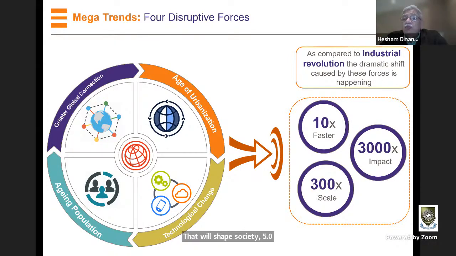This kind of revolution, based on some of the figures, just to say how we can talk about scale and scope, are accelerating the pace of change 10 times faster, at 300%, 300 times the scale, with 3,000 times the impact.